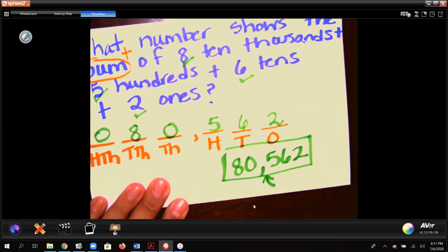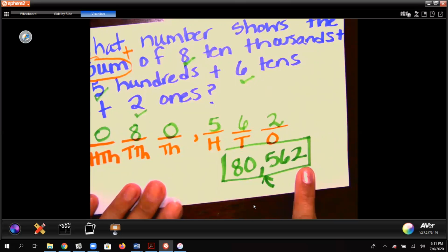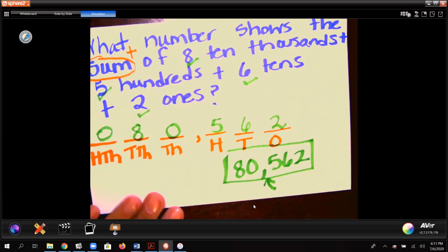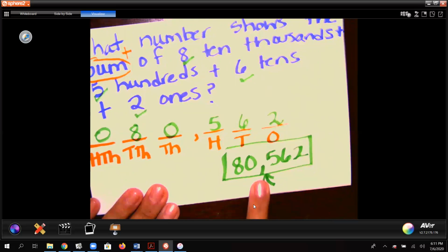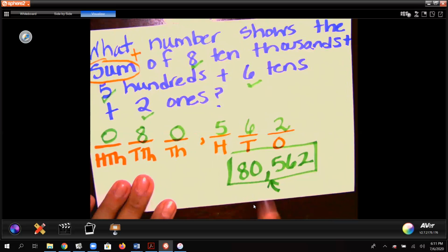A lot of people, even adults, say eighty thousand and five hundred sixty-two. No, you only say and if there's a decimal point. For example, in money, you do say and. But when you have a comma, when you're reading numbers, you never say and. Only when there's a decimal point.